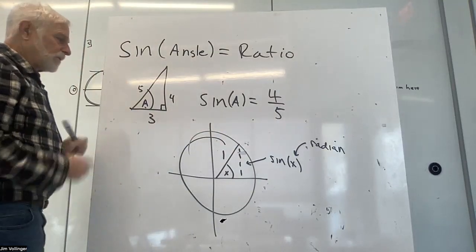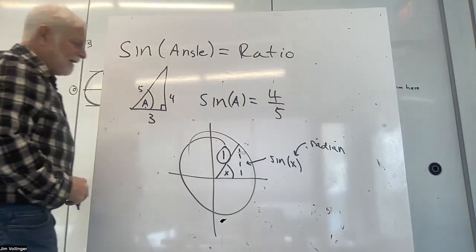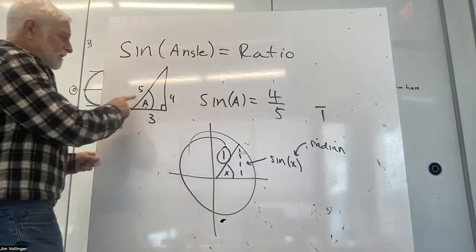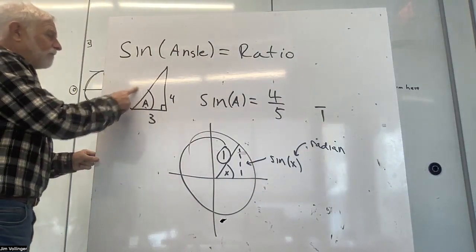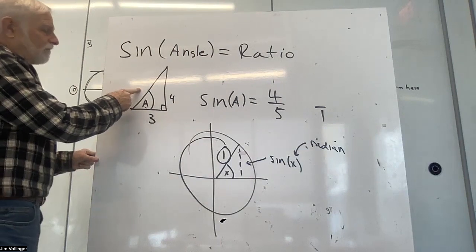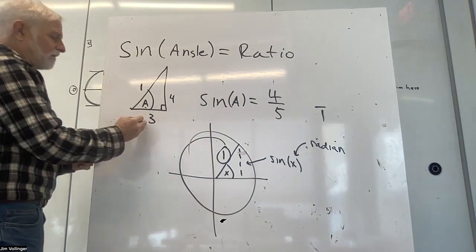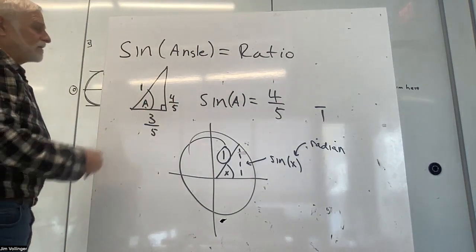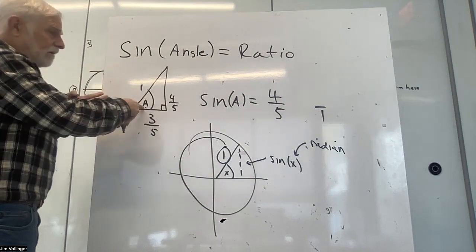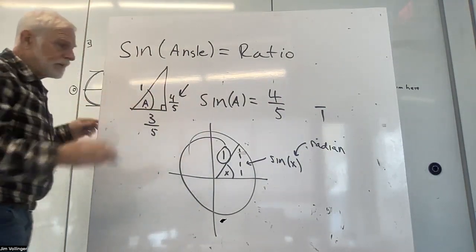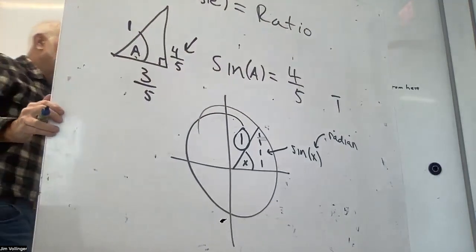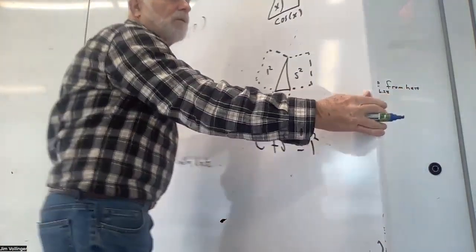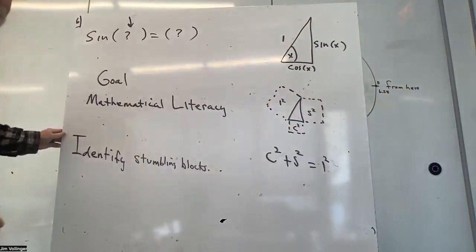The beauty of the unit circle is we make our hypotenuse 1, and when you divide by 1, things are a lot easier. So to make a 1, I have to divide 5 by 5, and I have to divide 3 by 5 and 4 by 5. And so looking at the sine of this angle, we just say 4/5. So that's really important. And in doing that, we're trying to gain some literacy here. Almost ready to go over there and tackle that sinusoid.